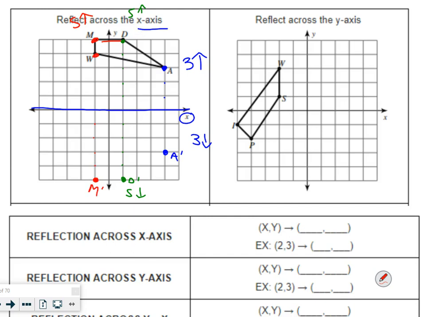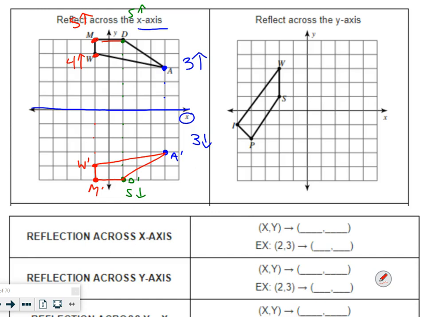And then W is 4 units up, so we would go 1, 2, 3, 4 units down, and there's W prime. Connect the dots, and you should see an image that looks like it's been reflected. It's just kind of like upside down, flipped over that x-axis.